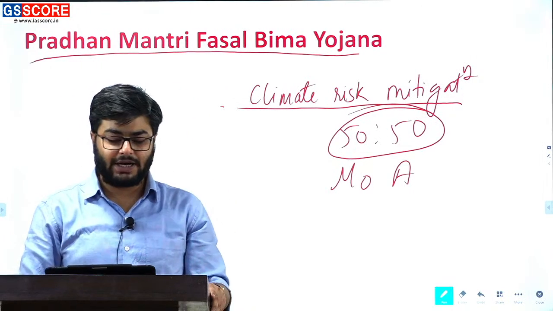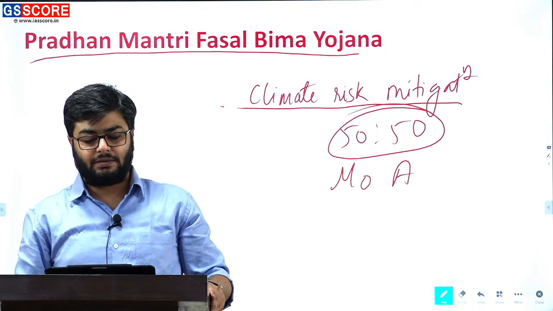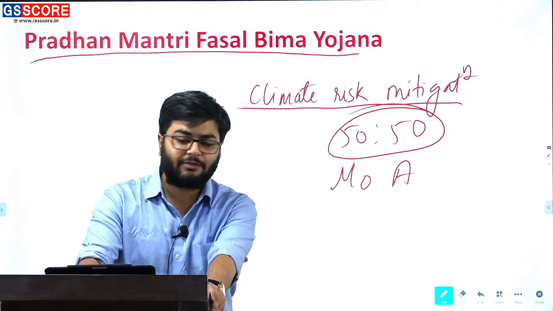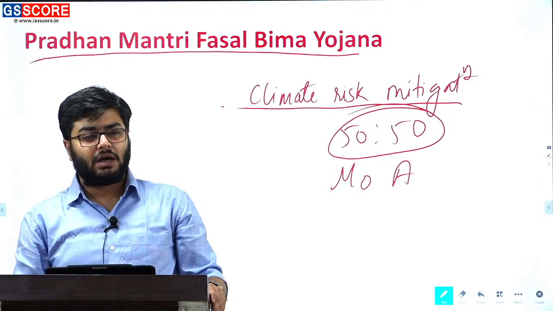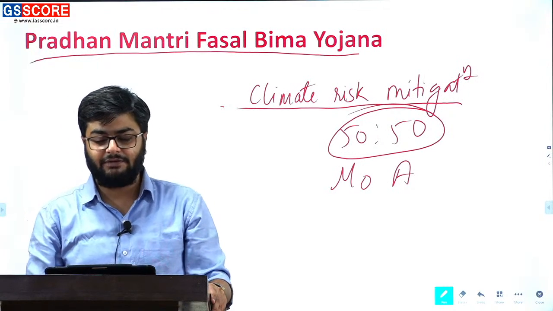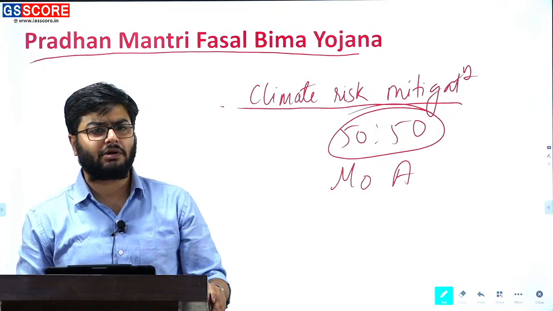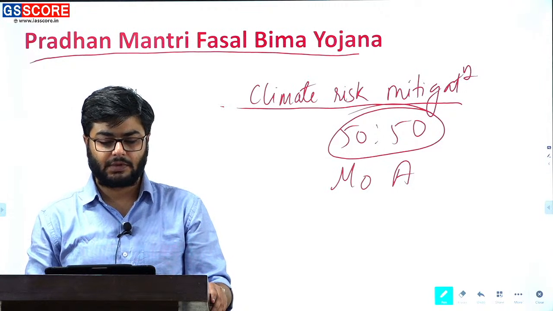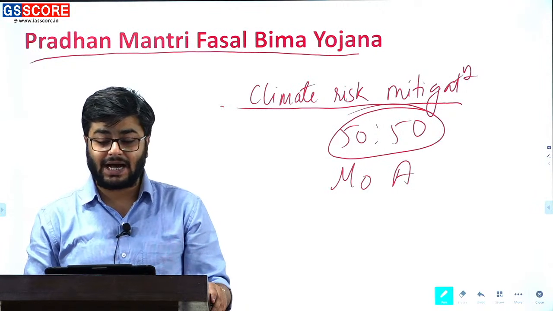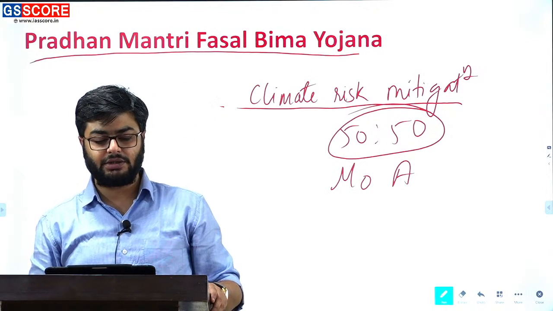The premium rates are fixed and are not increased annually. Earlier it was mandatory, but since 2020 it is voluntary even for loanee farmers, because generally when you take a loan, the insurance happens automatically, but still it is voluntary. Understood? It is not implemented directly by the government, but rather by the insurance companies.